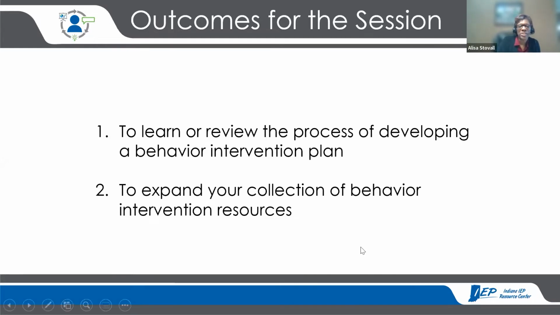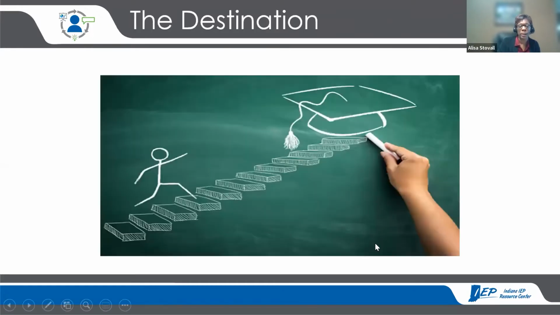So let's go. There are two outcomes that we're really looking to reach today. The first, if you're new to the process, this might be a learning curve for you. If you are familiar with developing behavior intervention plans, then this may just be a review. Either way, we welcome you here, and we also want to expand your collection of resources in regards to behavior intervention. So that is where we're heading today.